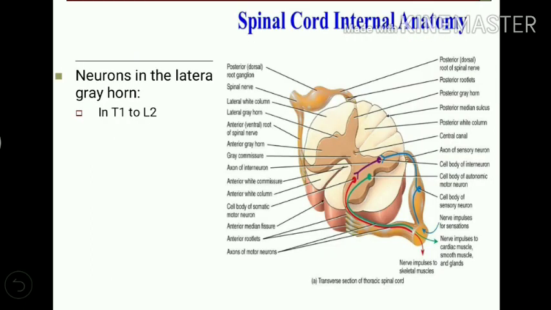Now, neurons in the lateral grey horn. Lateral grey horn, you can see here, this green one. It is present in T1 to L2, that is first thoracic to second lumbar segments. These neurons give rise to sympathetic preganglionic fibers. They also come out through the ventral horn, but the neuron is present in the lateral horn. Okay.